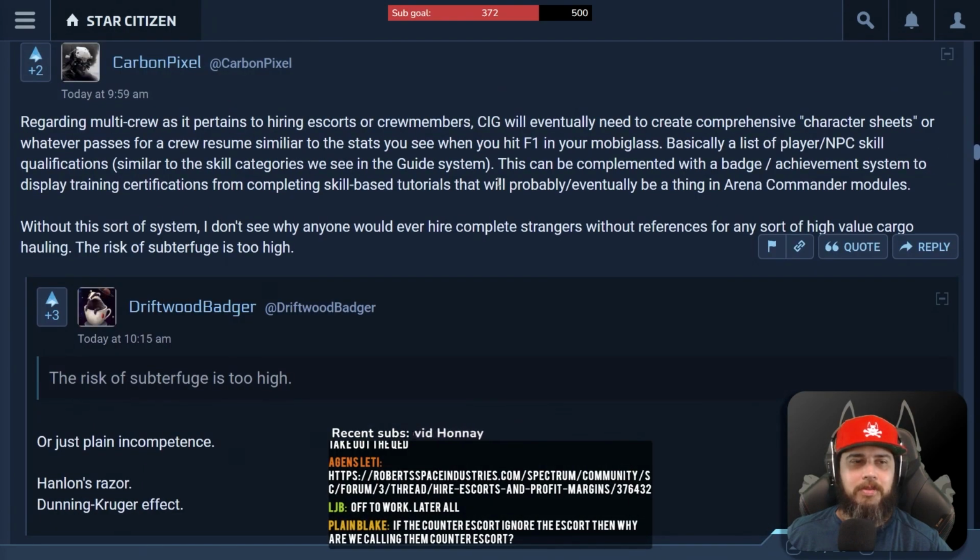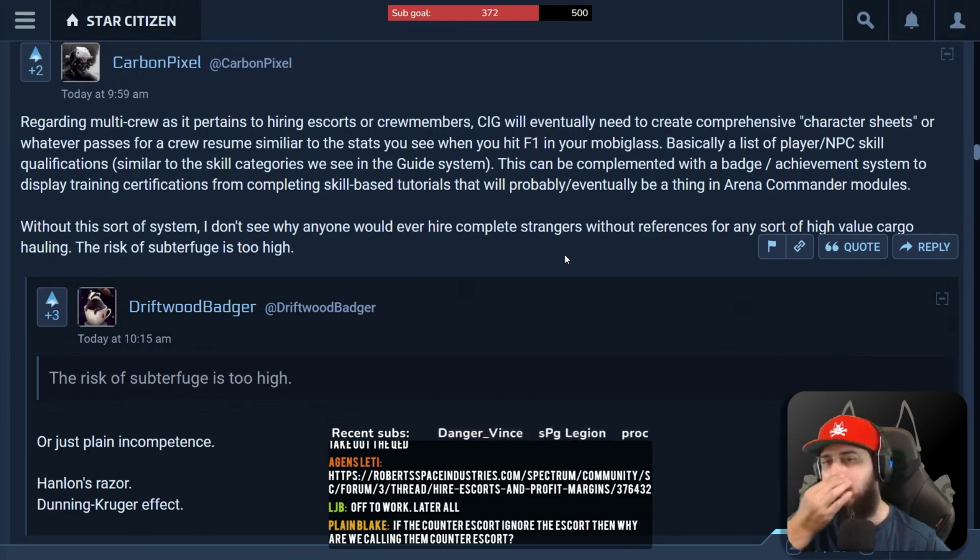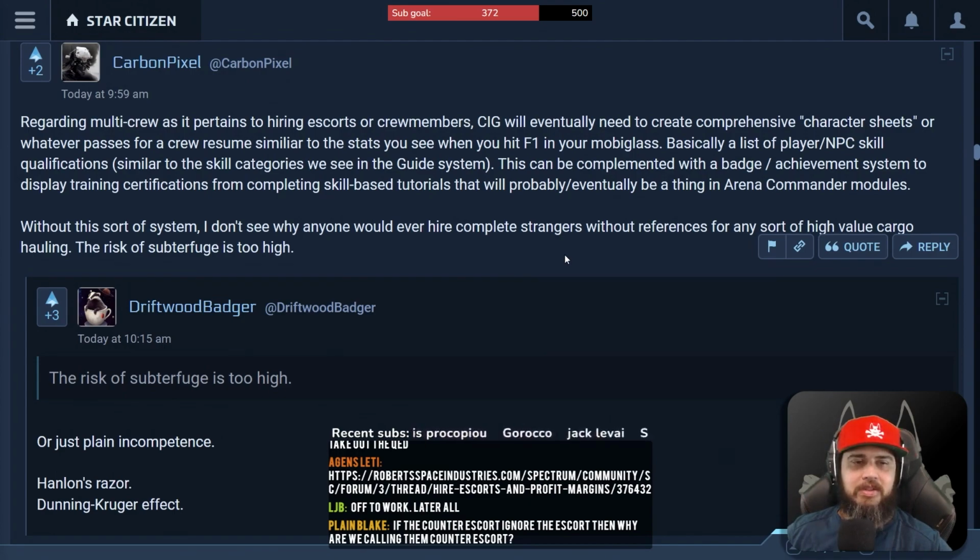Oh my god. Regarding multi-crew as it pertains to hiring escorts or crew members, CIG will eventually need to create comprehensive character sheets, or whatever passes for a crew resume, similar to the stats you would see if you hit F1 on your mobiGlas. Basically a list of player or NPC skill qualifications. Similar to the skill categories we see in the guide system, this can be complemented with a badge achievement system to display training certifications from completing skill-based tutorials, which will probably eventually be a thing in the Arena Commander modules.